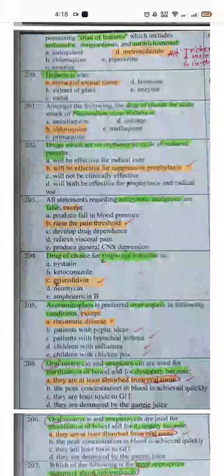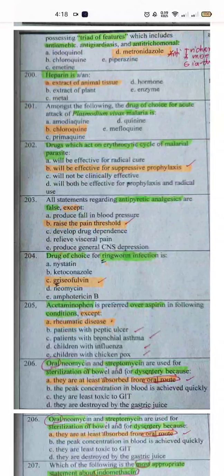202. Drugs which act on the erythrocytic cycle of the malarial parasite will be effective for suppressive prophylaxis. 203. All statements regarding antipyretic analgesics are false, except it raises the pain threshold. So, antipyretic analgesics raise the pain threshold.